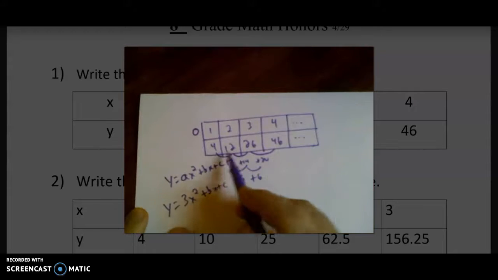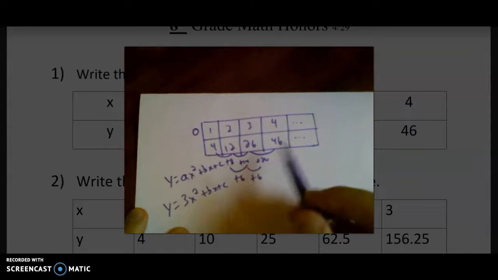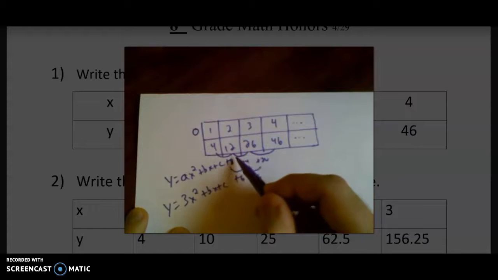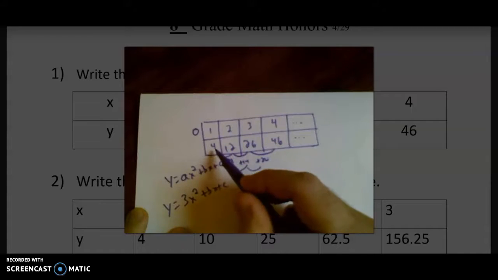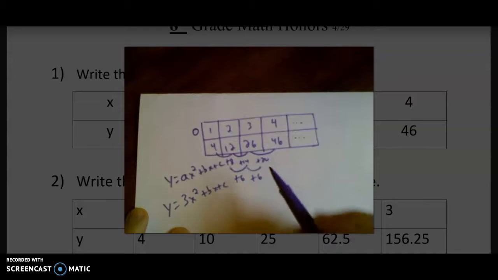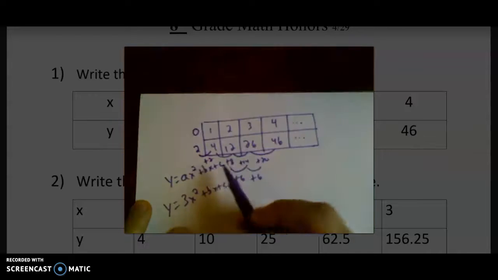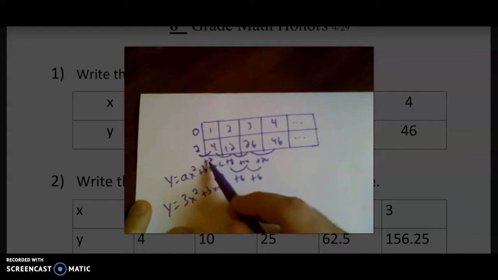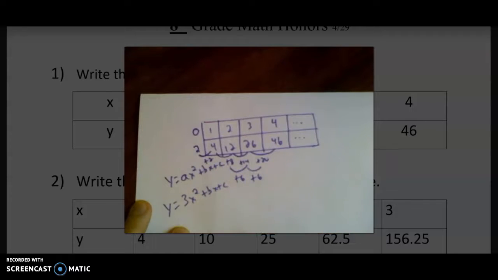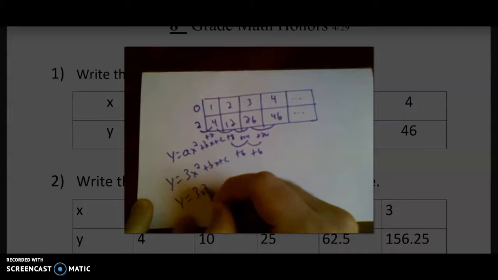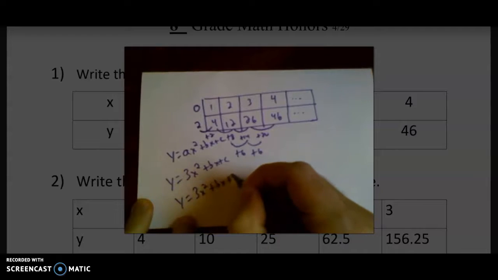So I'm going to have to work backwards, but I know my pattern. It went down by 20, down by 14, down by 8, so next one's going to go down by 2. So if I then go to 8, 14, 20, see how it still goes up by 6 as the second difference? So 2 is the y-intercept. y equals 3x squared plus bx plus 2.